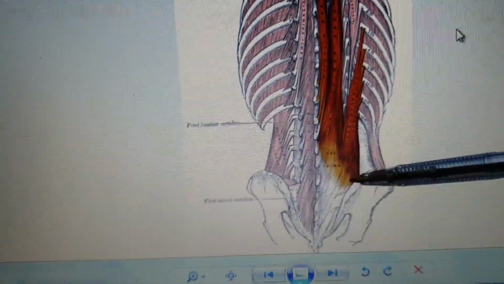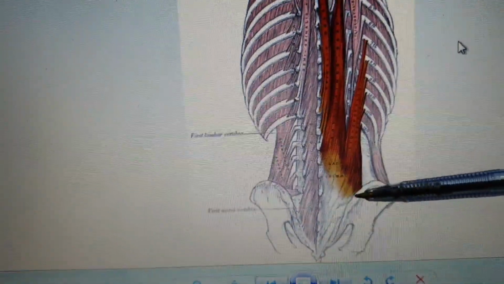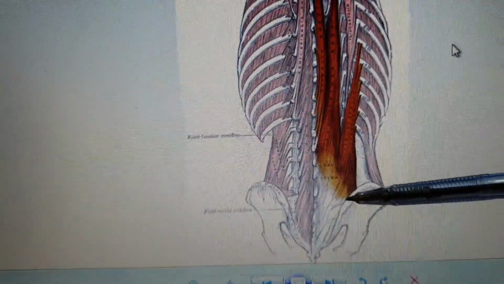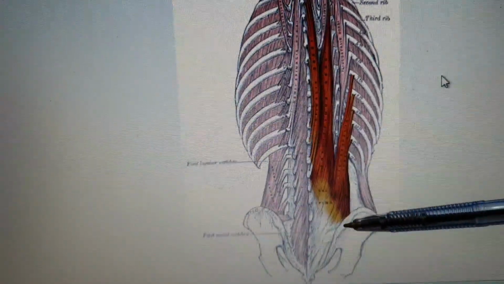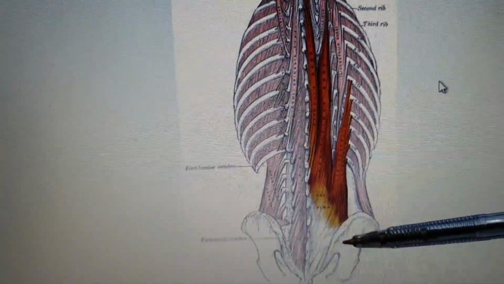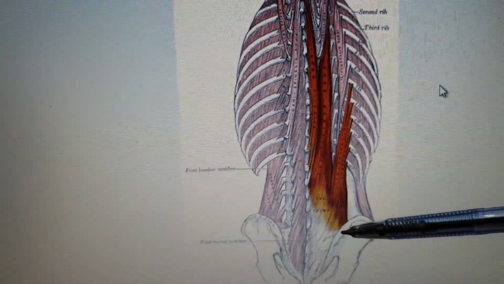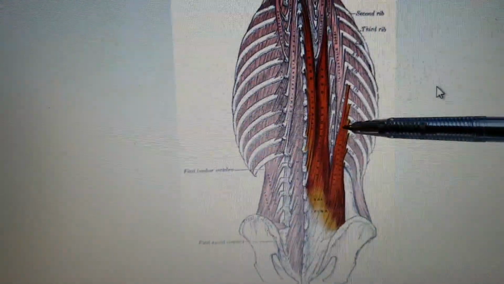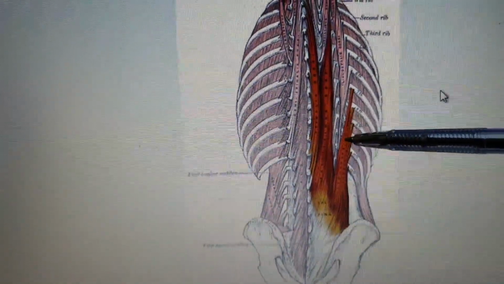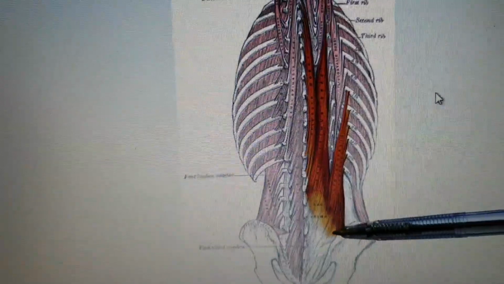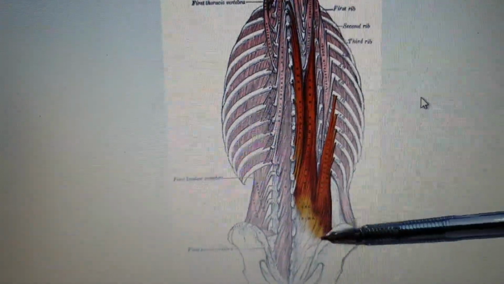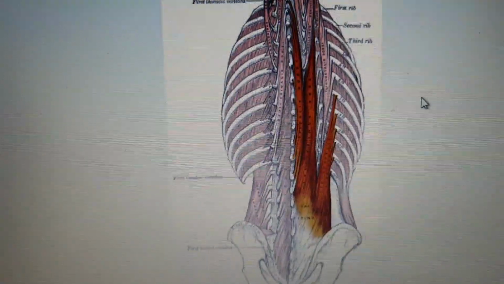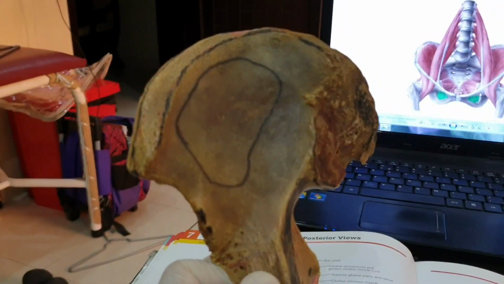The part which is attached to the hip bone on the inner slope of the posterior 1/3 of iliac crest is called the iliocostalis part of the erector spinae muscle. As the name indicates, it starts from the ilium and it goes to the costae. Costae means ribs. So this is the part of the erector spinae which is called iliocostalis, and it is attached to the inner slope of the posterior 1/3 of iliac crest.